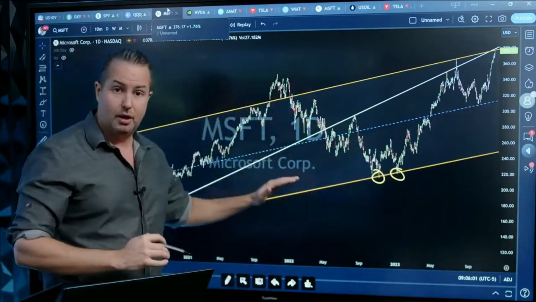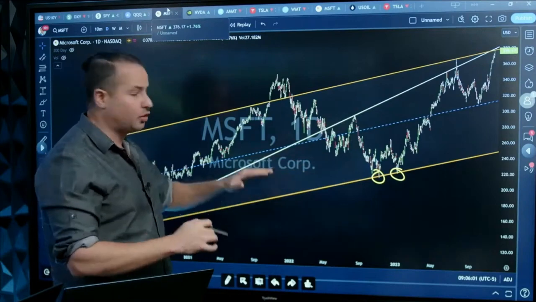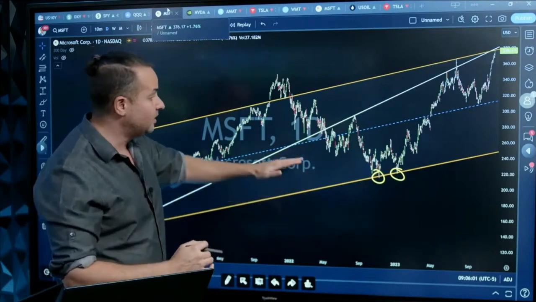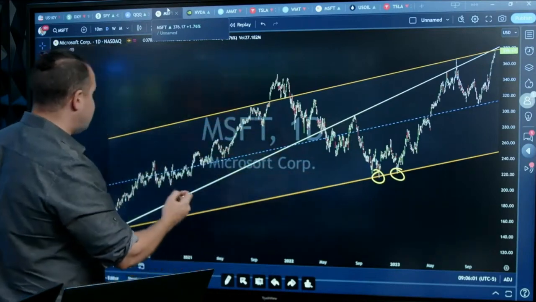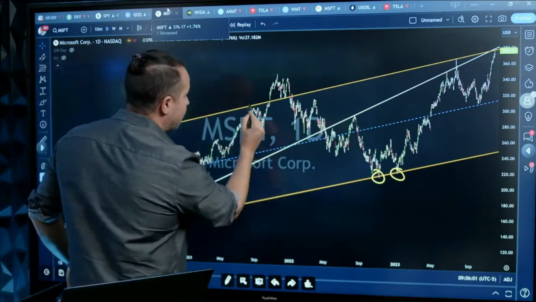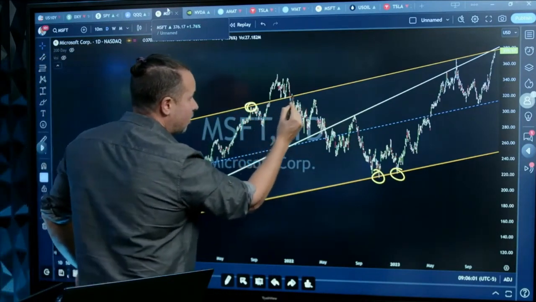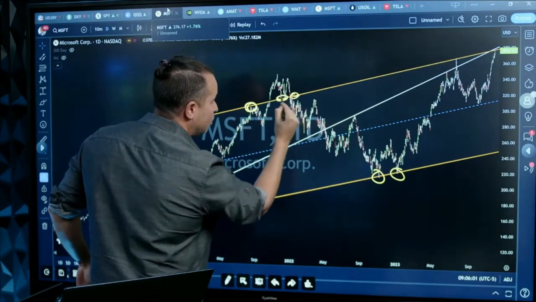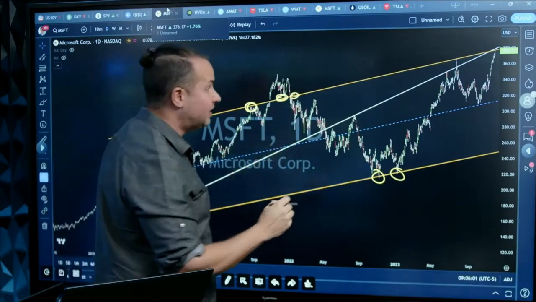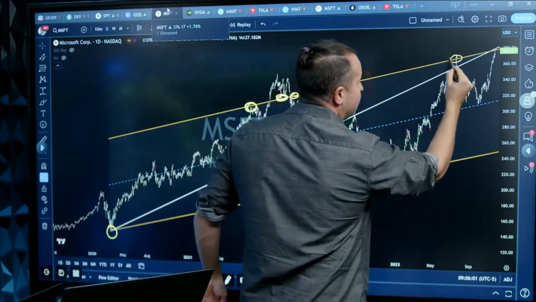Then use your parallel tool in TradingView and bring that line up. And what you could see here is that when you bring it up, it connects right through this area right here, right through here, right through the lows right in there. It might be hard for you to see. And then it also connects through this high.